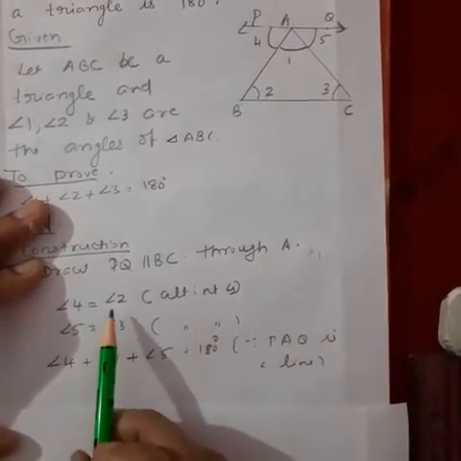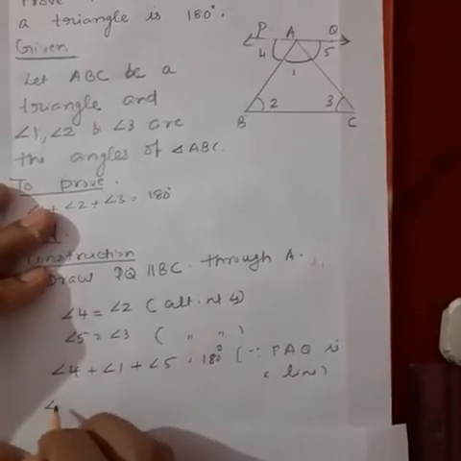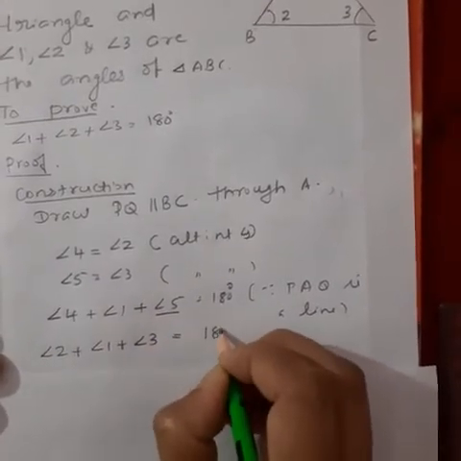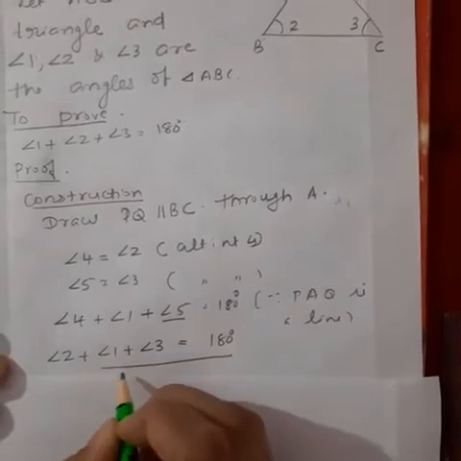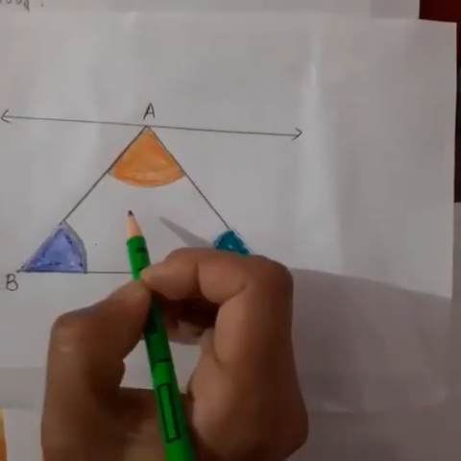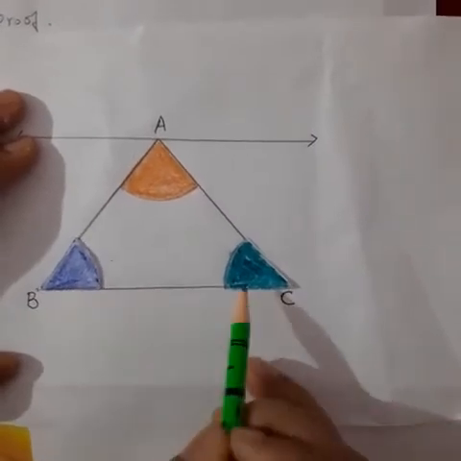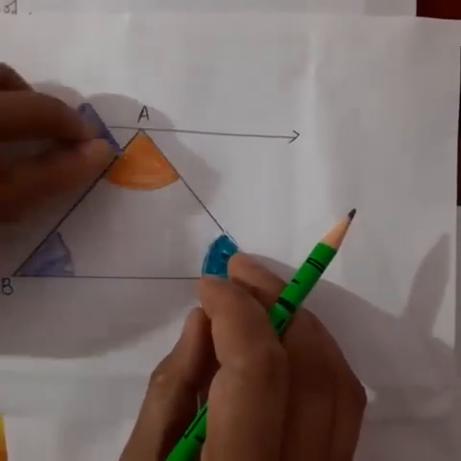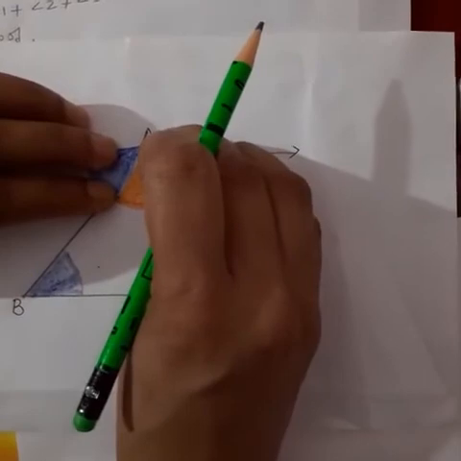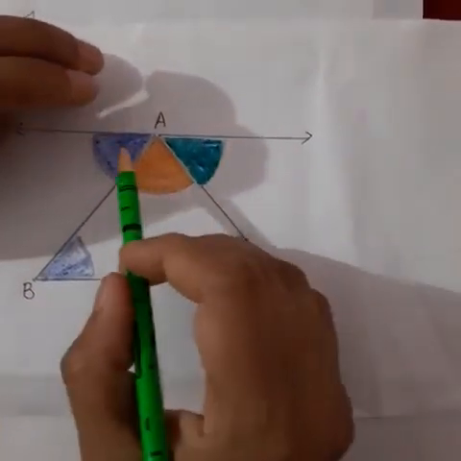Now let's substitute 2 instead of 4 and 3 instead of 5. That is angle 2 plus angle 1 plus angle 3 is equal to 180 degrees. Hence proved, angle 1 plus angle 2 plus angle 3 is equal to 180 degrees. We can demonstrate this by an activity. If we cut these angles B and C and keep them here, see, what do you observe? These three angles form 180 degrees.